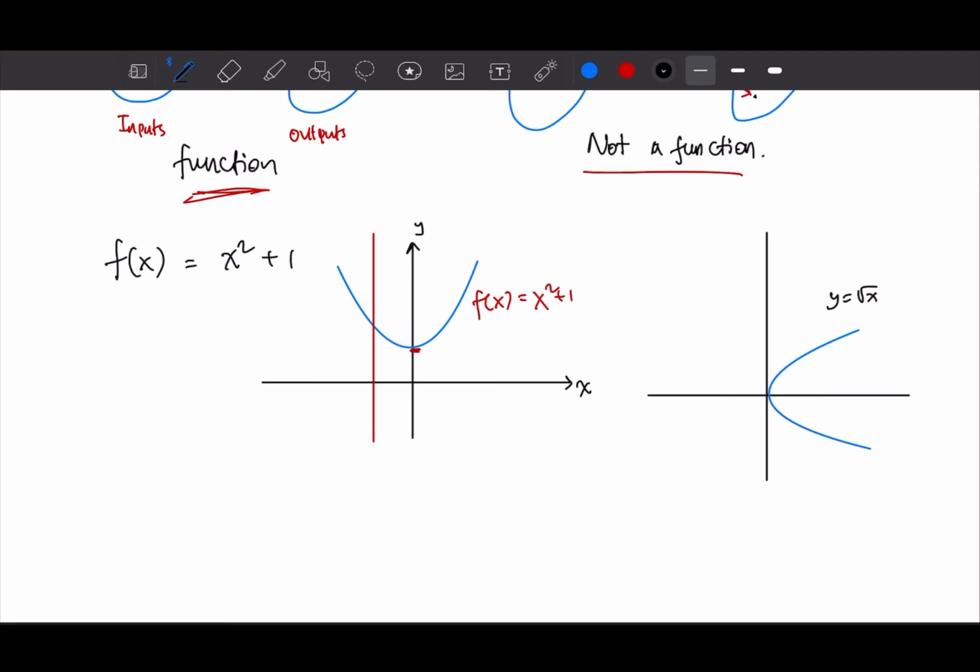That's the square root of x like that. If we draw the vertical line here, it's crossing these two points here in the curve. So we can say this is not a function. This is a function.